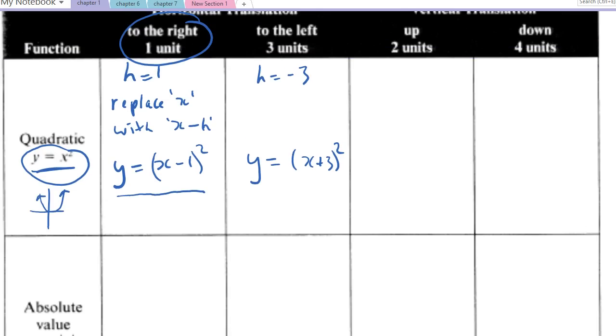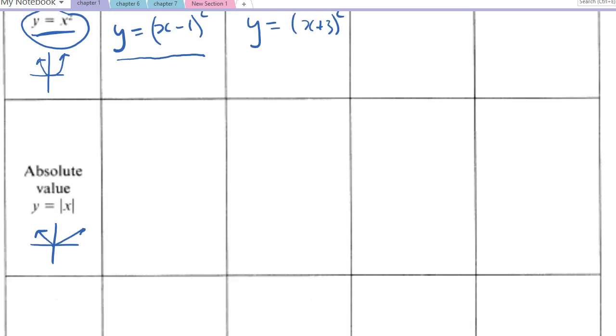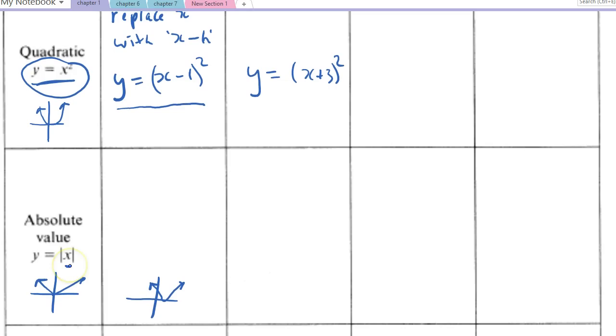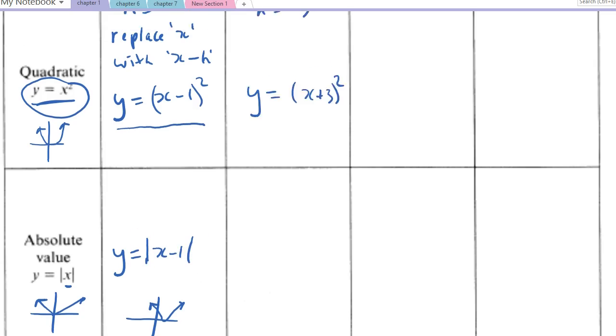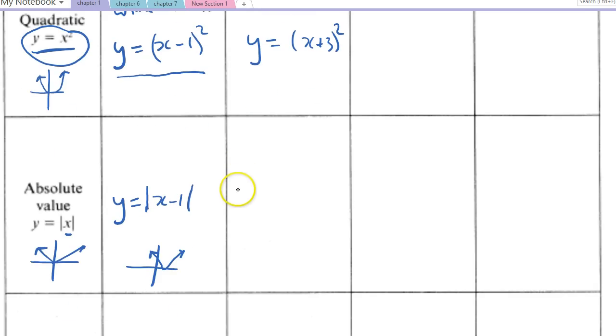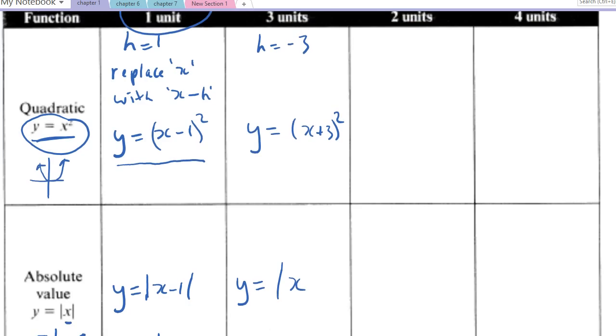If I want to move it to the right 1 unit, what is that going to look like? It'll look like this. Wherever I see an x, I want to replace that now with an x minus 1. So y is equal to the absolute value of x minus 1, like that. If I want to move it 3 units to the left, now my h value will be equal to -3, and so I write y is equal to absolute value x. Now I say minus h, so it's going to be a minus 3, so plus 3.